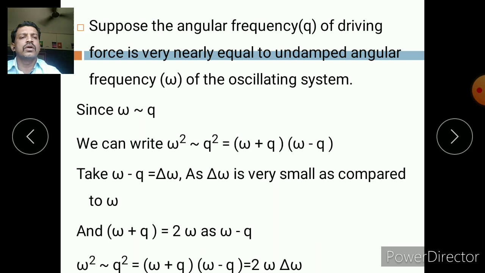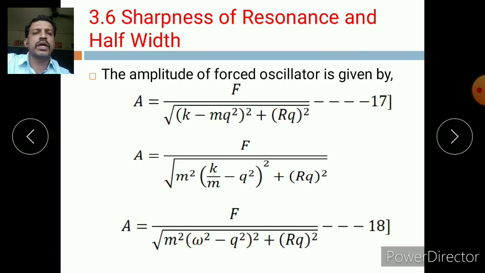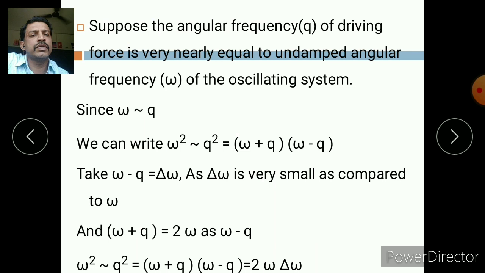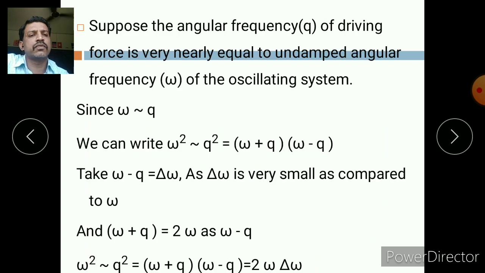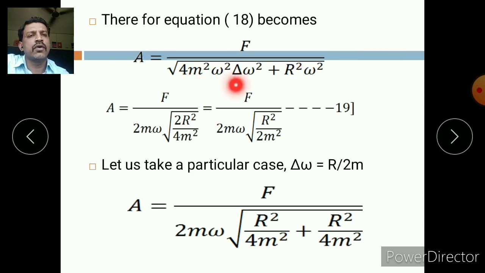Here we take omega square minus q square, that is, we consider omega square minus q square. Omega square minus q square is 2 omega delta omega, and here it is squared, so it becomes 4 omega square delta omega square. So here it will be 4 m square omega square delta omega square plus r square omega square.